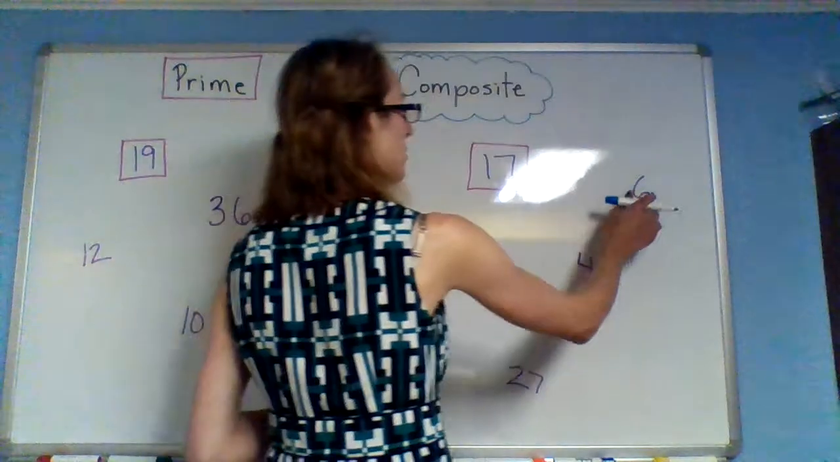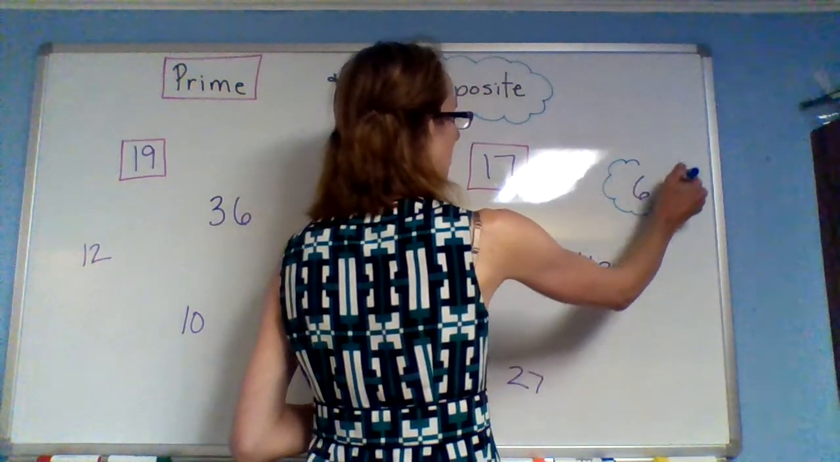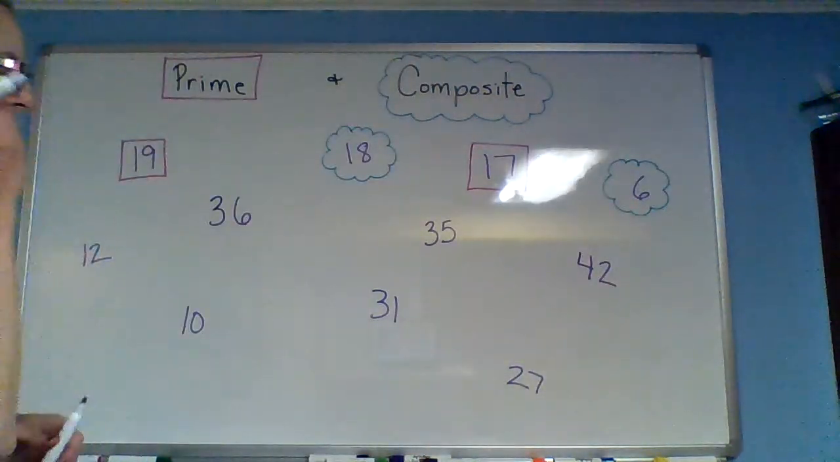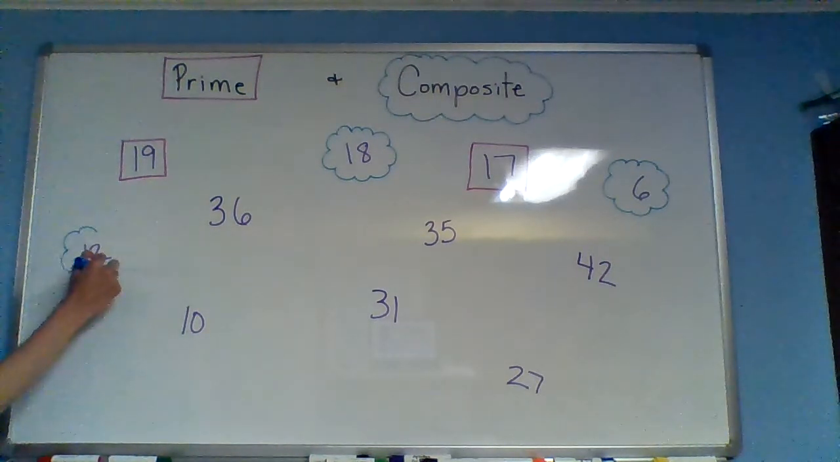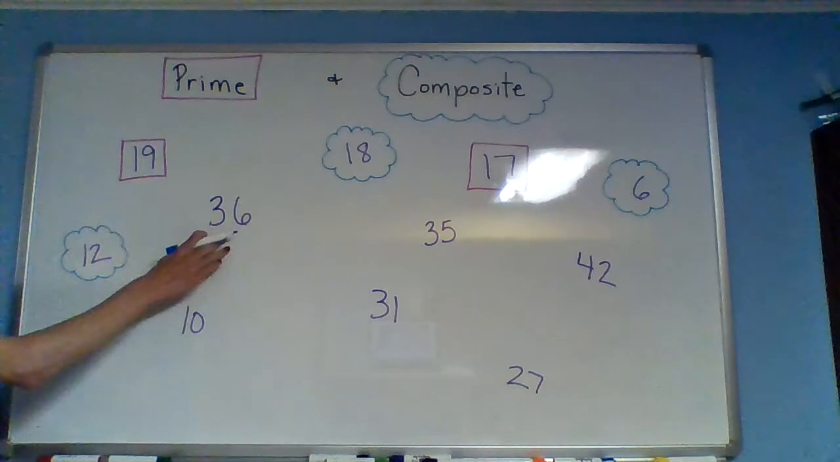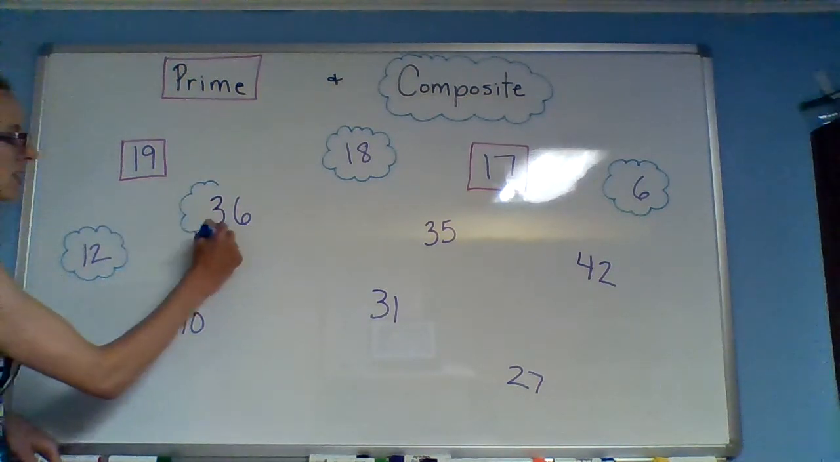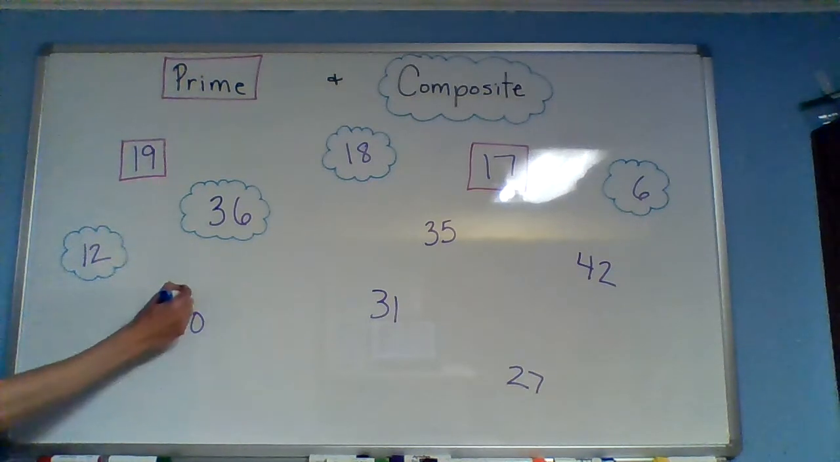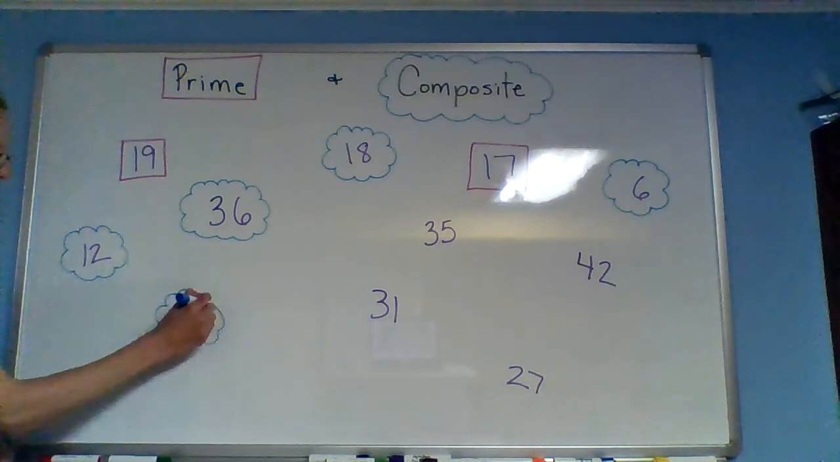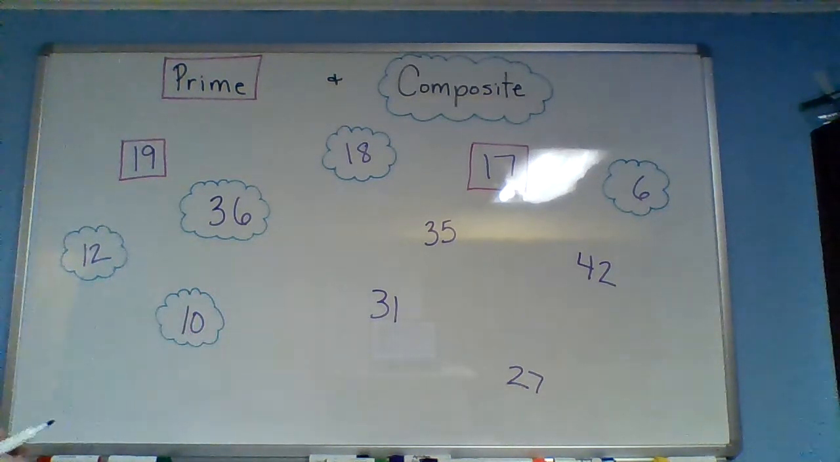6 is an even number, so without even thinking about it, I know that it's composite. 12 is another even number, so I know it's composite. 36 is an even number, so it's composite. 10 is an even number, so I know that it's composite.